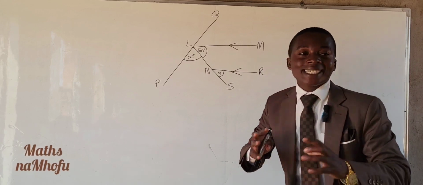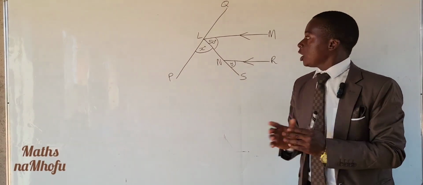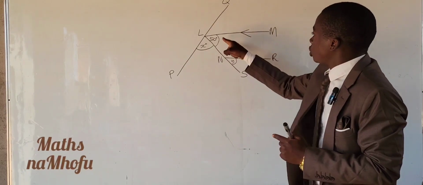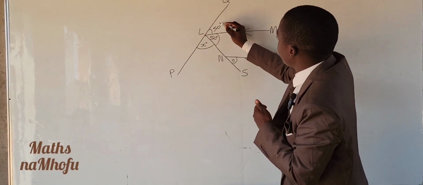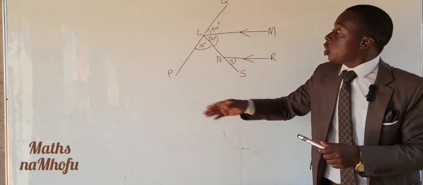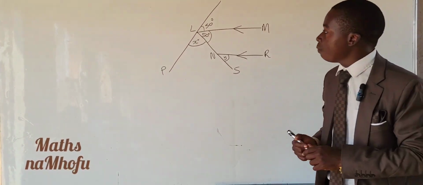To say it bisects means it divides it into two equal parts. So if it's bisecting this, it means this is up. It means also on top here we have what? 50 degrees. Are we together? And because this is a straight line, remember a straight line gives us 180 degrees.